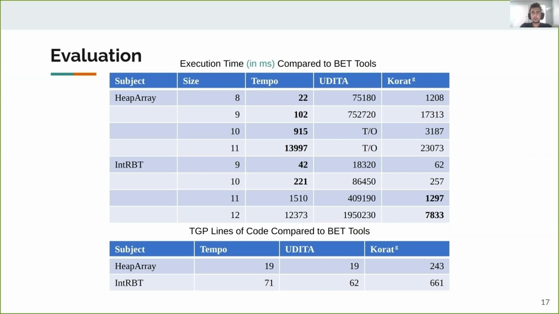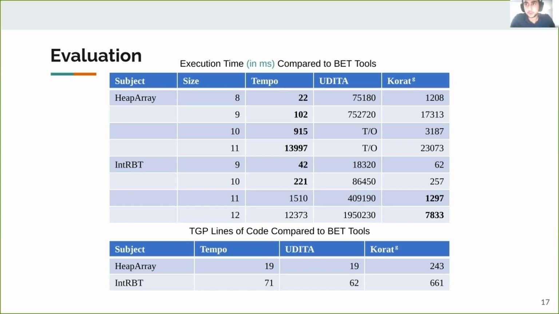We first note that tempo is faster than UDITA in all cases. This is expected as UDITA is sequential while tempo uses parallelism. When comparing to CoreAtG, our results vary by test subject. For heap array, tempo is faster. However, for int RBT, CoreAtG is faster.